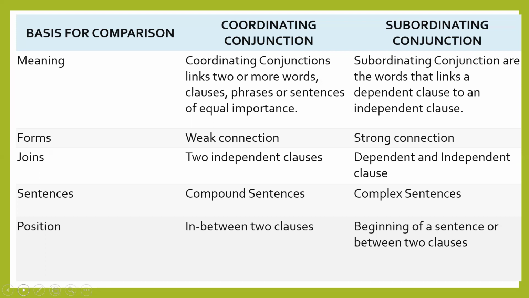It gives rise to compound sentences. In compound sentences there is always the presence of two independent clauses, and the coordinative conjunction is mostly used in between the two clauses. A subordinative conjunction links dependent and independent clauses. The connection is strong. It always gives rise to complex sentences. Sometimes it is used at the beginning of a sentence, or between two clauses.